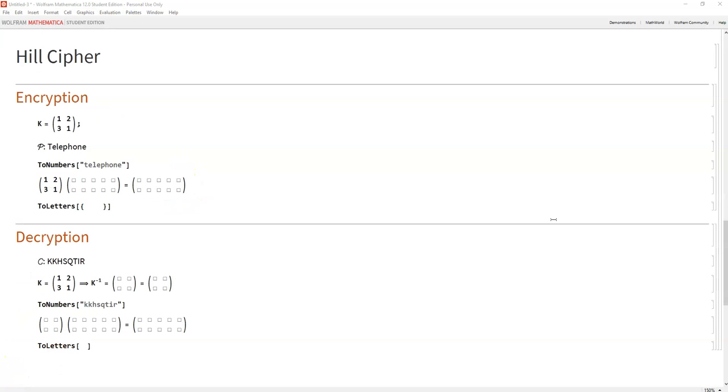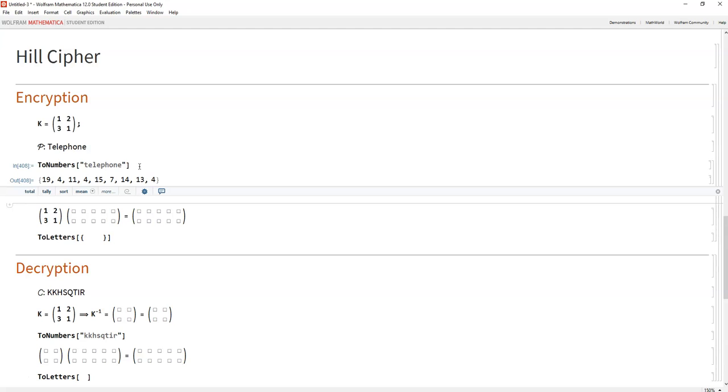We now turn our attention to the Hill cipher. In the Hill cipher, we parse the plain text into a matrix and then multiply by a key matrix to encrypt, all while working mod 26. For our example, we want to use one of the earlier matrices as a key matrix, namely this one here. To begin with, we're going to encrypt simply the plain text telephone. So the first thing I need to do is convert it to numbers.